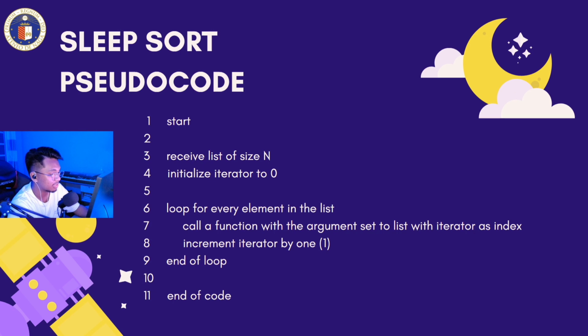Now the loop iterates the same number of times as the number of elements in the list. What the loop does is that it calls a function. I will be explaining the function in a bit. It is called with the argument set to the list with the iterator as its index, and the iterator is then increased by 1, and thus we have the end of the loop and the end of the code.